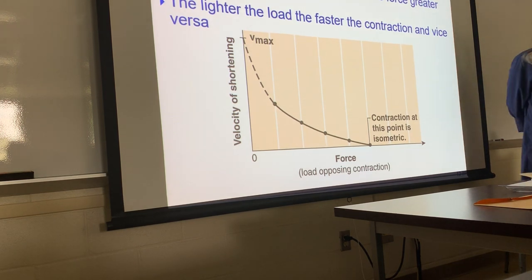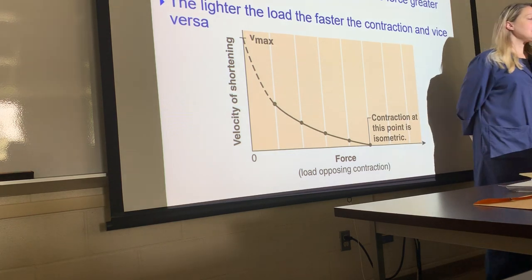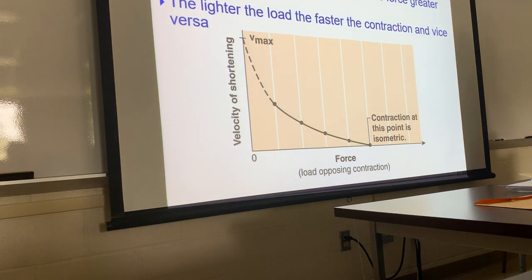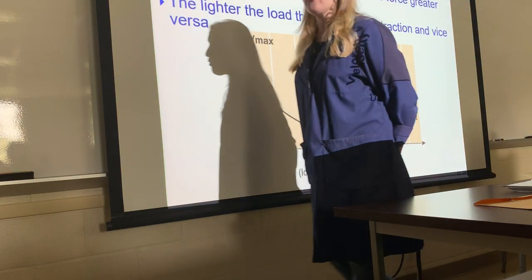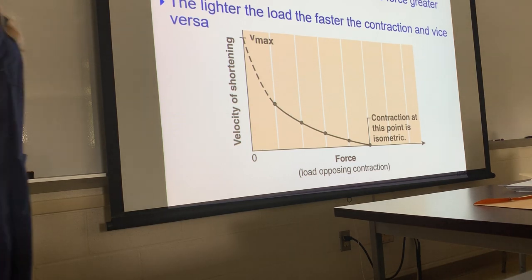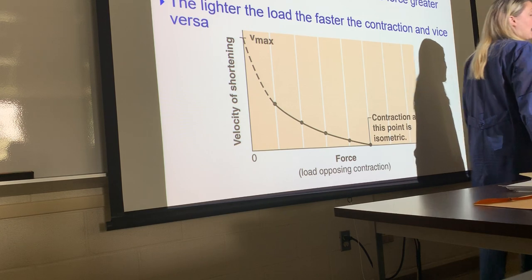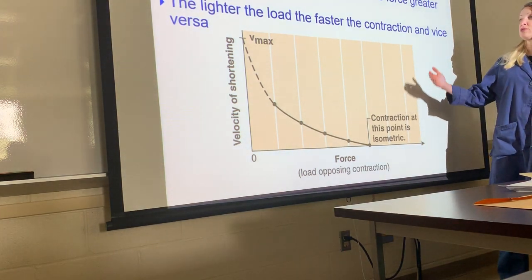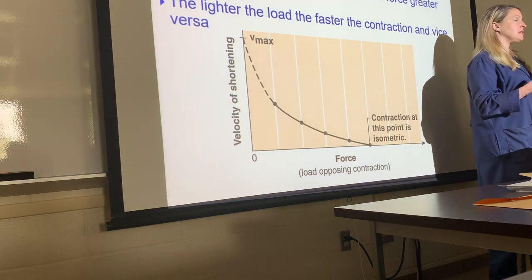Okay, so velocity of contraction. For a muscle to shorten, it has to generate a force that is greater than its load, of course, right? In other words, if you're lifting a weight, the muscle has to be able to overcome the weight of what you're lifting in order to move it. So what we see is that when we have a lighter load, the load can be moved more quickly. The contraction velocity is faster.